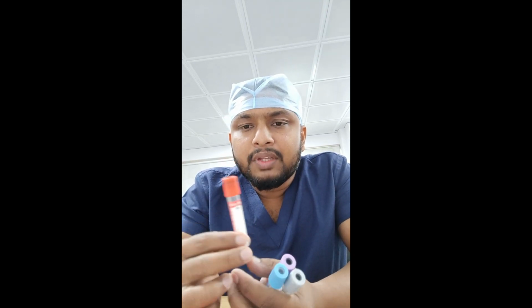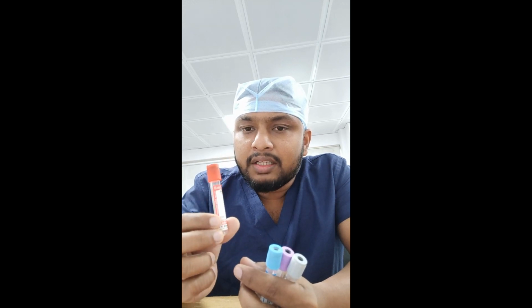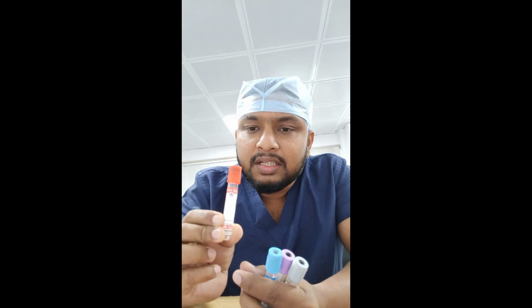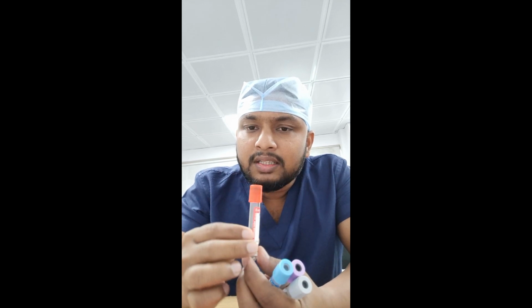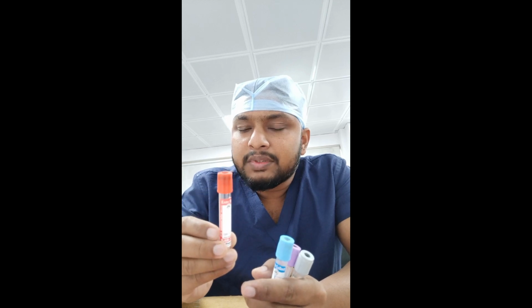And if you want to send it to the serology lab, you can give tests like all viral markers, HIV, HBsAg, HCV, and some fever profile also, viral tests, and dengue serology. All these things you can send in the plain Vaccutainer. There is a clot activator present in this type of container. So these are the uses of the red Vaccutainer. Mainly you will send biochemistry and serology tests. I have given you all the examples.